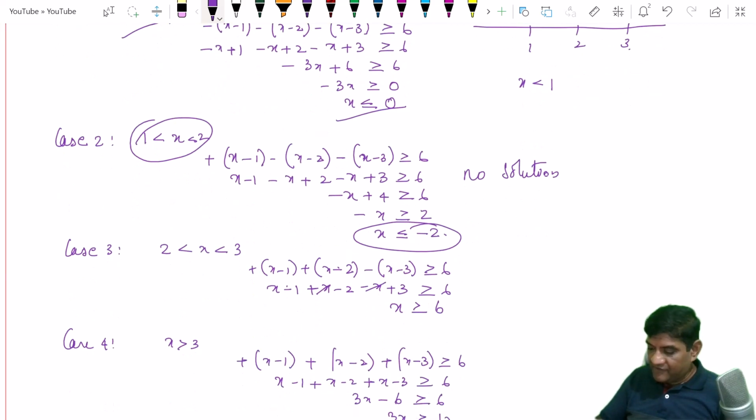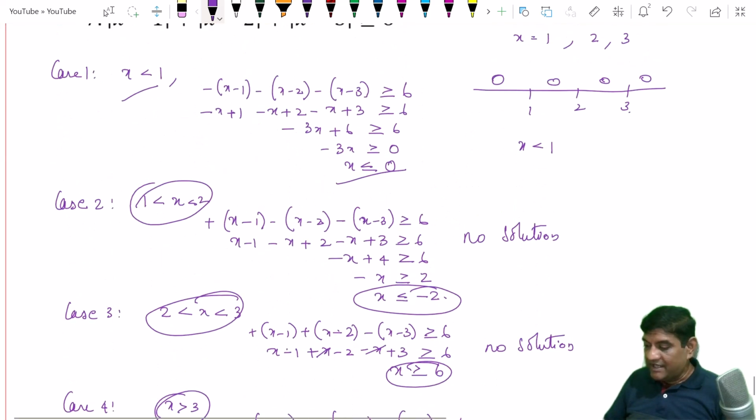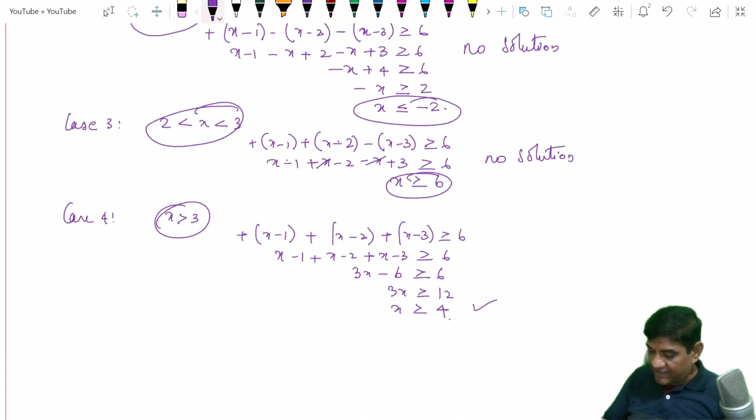And then we have from 2 to 3. From 2 to 3, x greater than or equal to 6 does not make any sense. So there is no solution here. How about this one? This makes sense, which is x greater than or equal to 4. So combining the solution, I can say that x belongs to minus infinity to 0 with 0 included, union 4 to infinity.